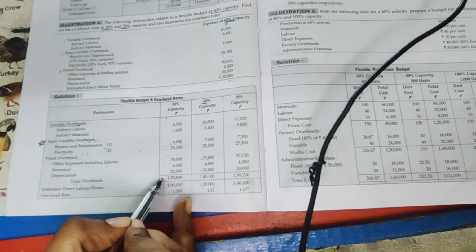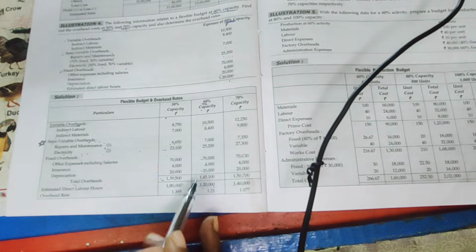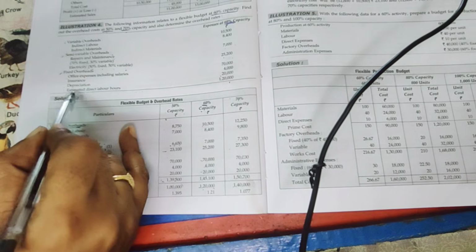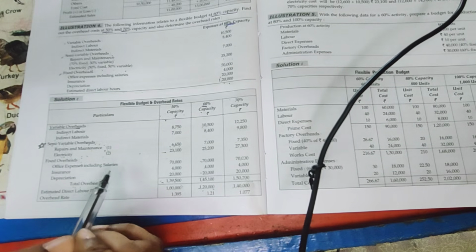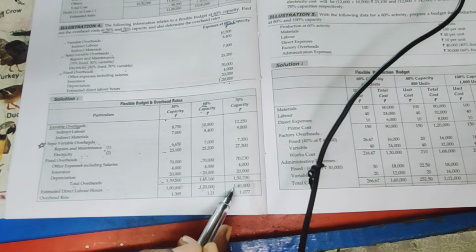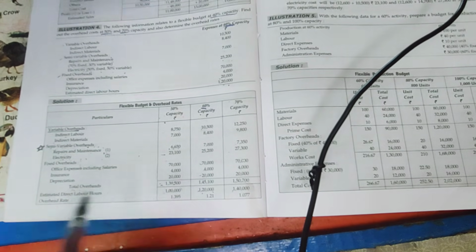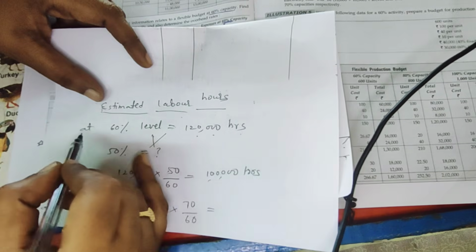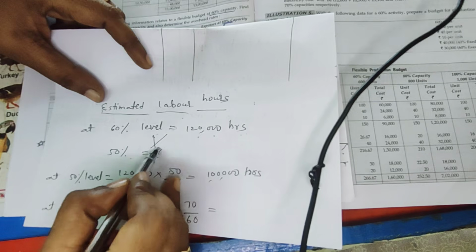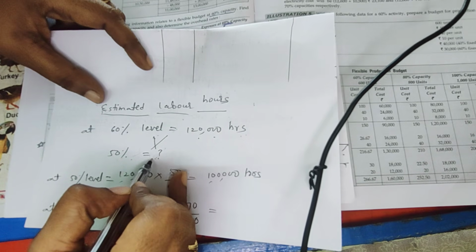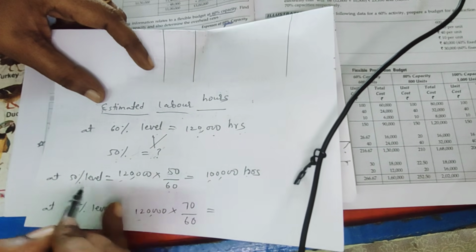After taking totals, write down estimated direct labor hours. At 60% level, 1,20,000. It is given in the problem itself, 1,20,000 hours, but not given for 50% and 70% capacity. So how will you get this 1 lakh and 1,40,000? By doing working notes, with the help of 60% level. Estimated labor hours at 60% level, 1,20,000 hours. 50% we don't know. Do cross multiplication. 1,20,000 into 50 divided by 60, you'll get 1 lakh hours at 50% level.